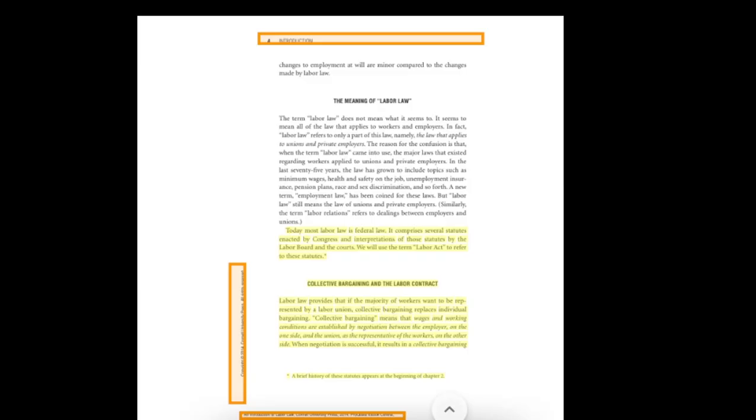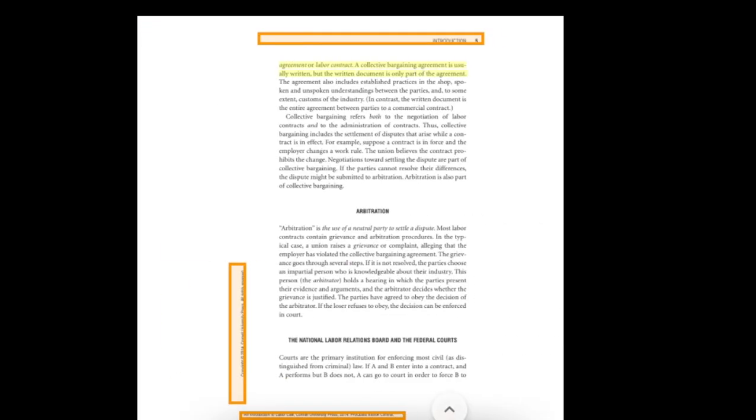Labor law provides that if the majority of workers want to be represented by a labor union, collective bargaining replaces individual bargaining. Collective bargaining means that wages and working conditions are established by negotiation between the employer, on the one side, and the union, as the representative of the workers, on the other side. When negotiation is successful, it results in a collective bargaining agreement.* A brief history of these statutes appears at the beginning of Chapter 2.